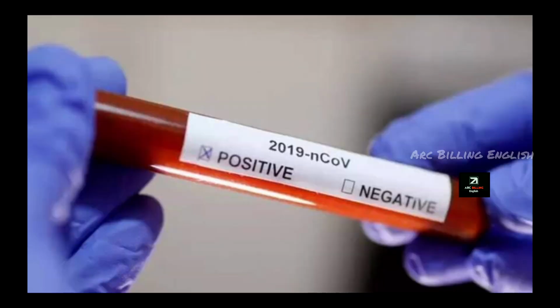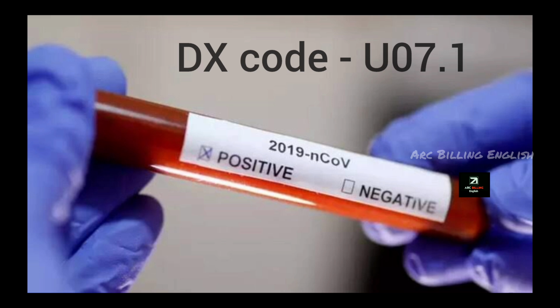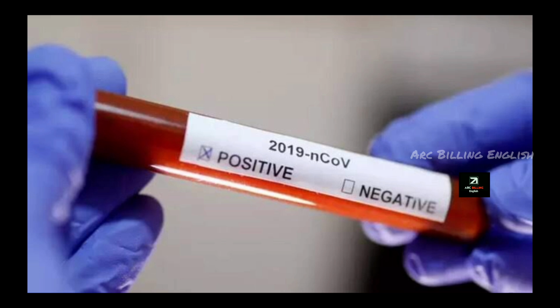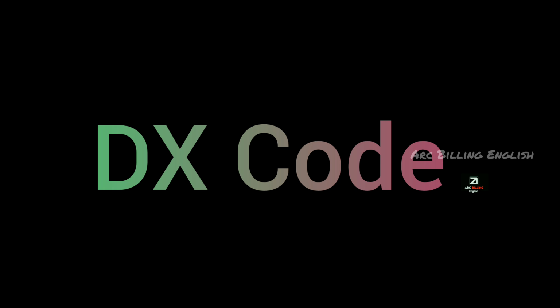Example, if a patient is corona positive, then provider will bill the DX code as U07.1 in the claim form. U07.1 diagnosis code represents COVID-19, that's a coronavirus. For each illness, there are different types of DX codes available.